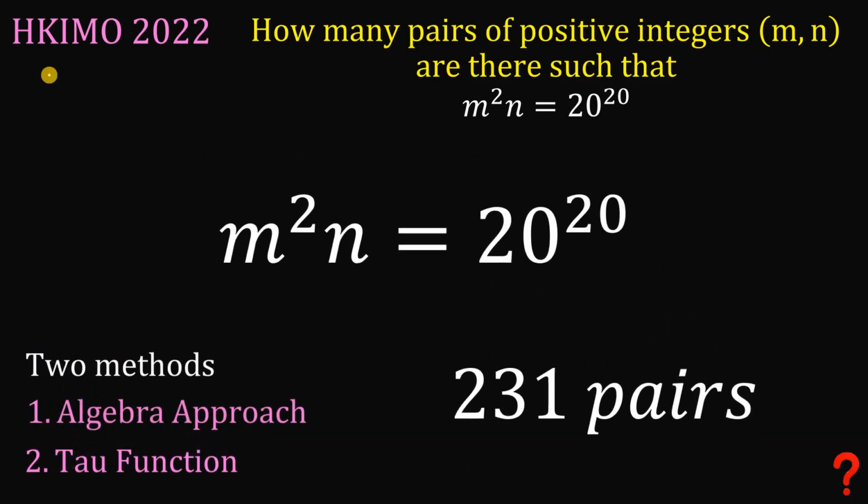Therefore, given this question, how many pairs of positive integers m and n are there such that m squared times n equals 20 raised to the power of 20? Using two methods, we get the same result of 231 pairs. And as always, we are done.